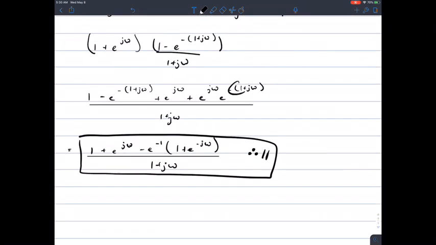Alright, if you didn't follow that, we took this constant out, okay? And so that left e to the negative 1 times e to the j omega.